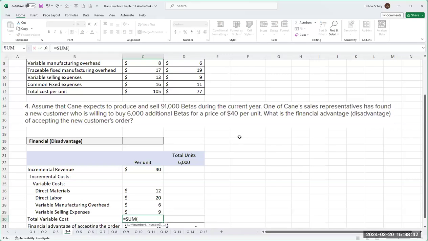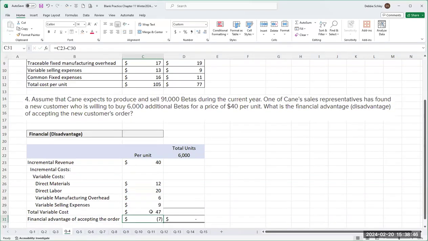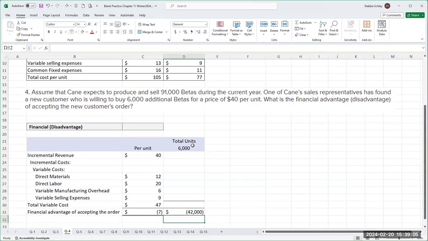Equals sum. So you can see here, my selling price minus my variable cost equals -$7. So if I go equals that times the units, I'm going to lose $42,000 if I take that offer.